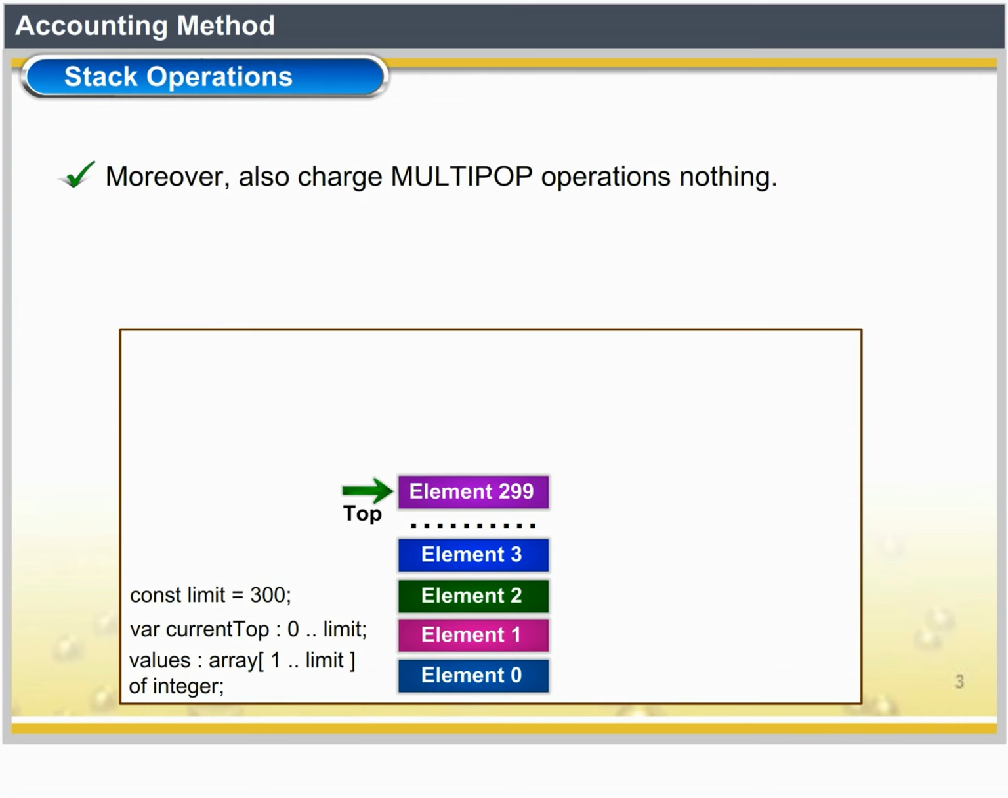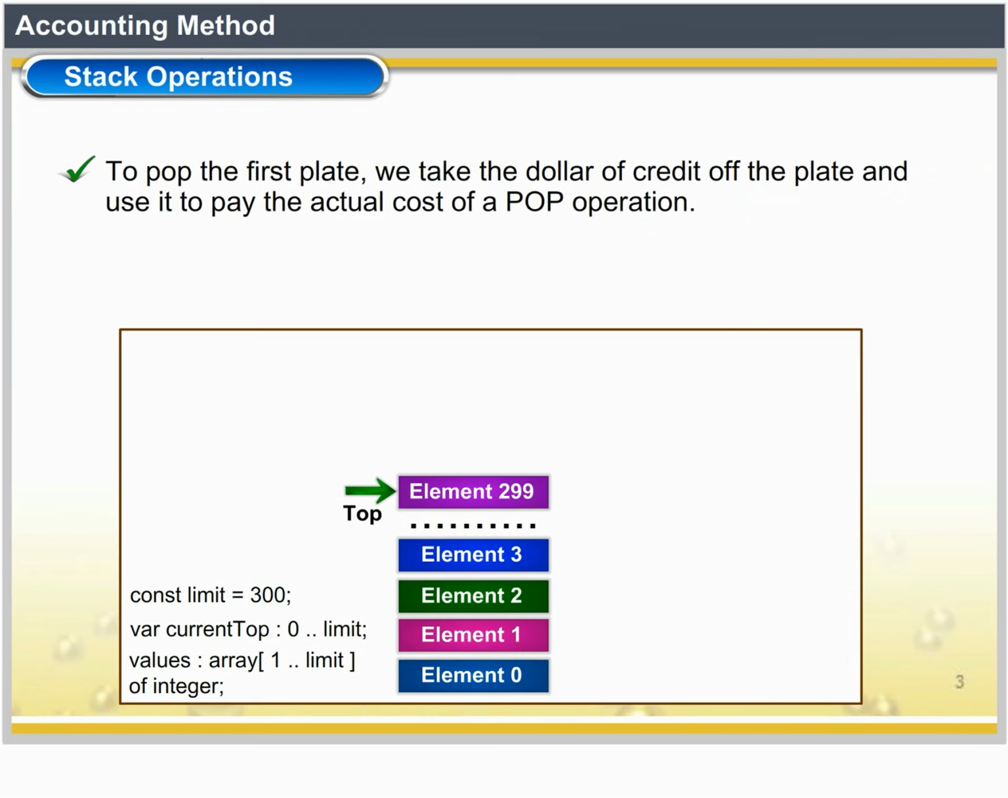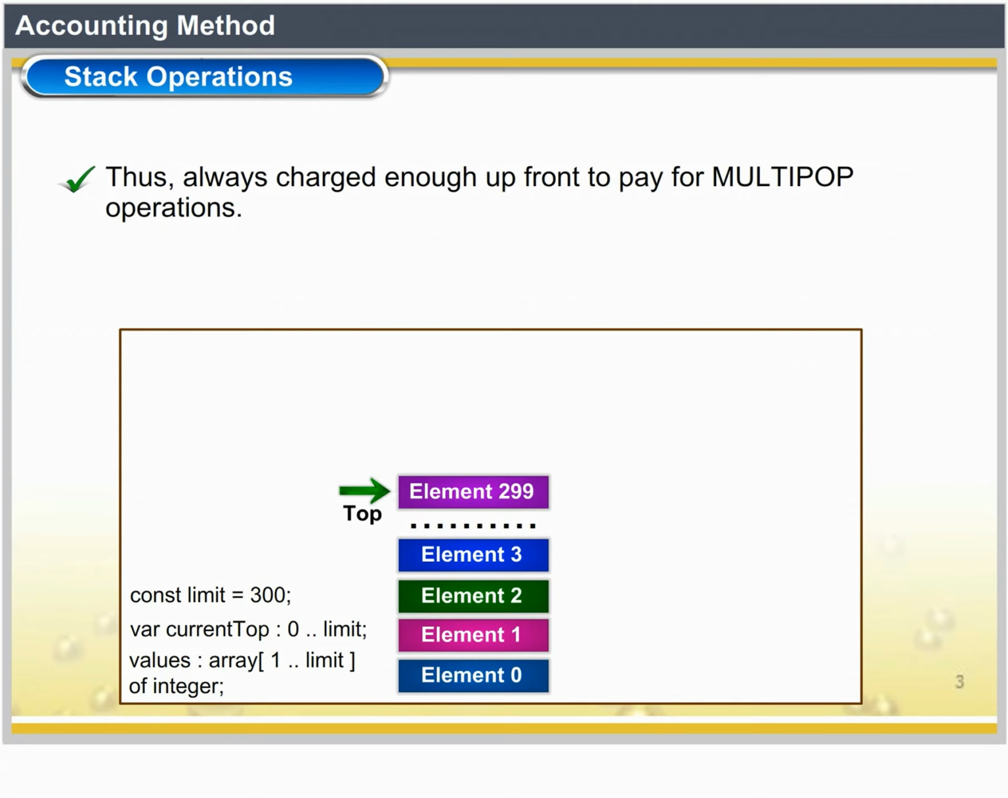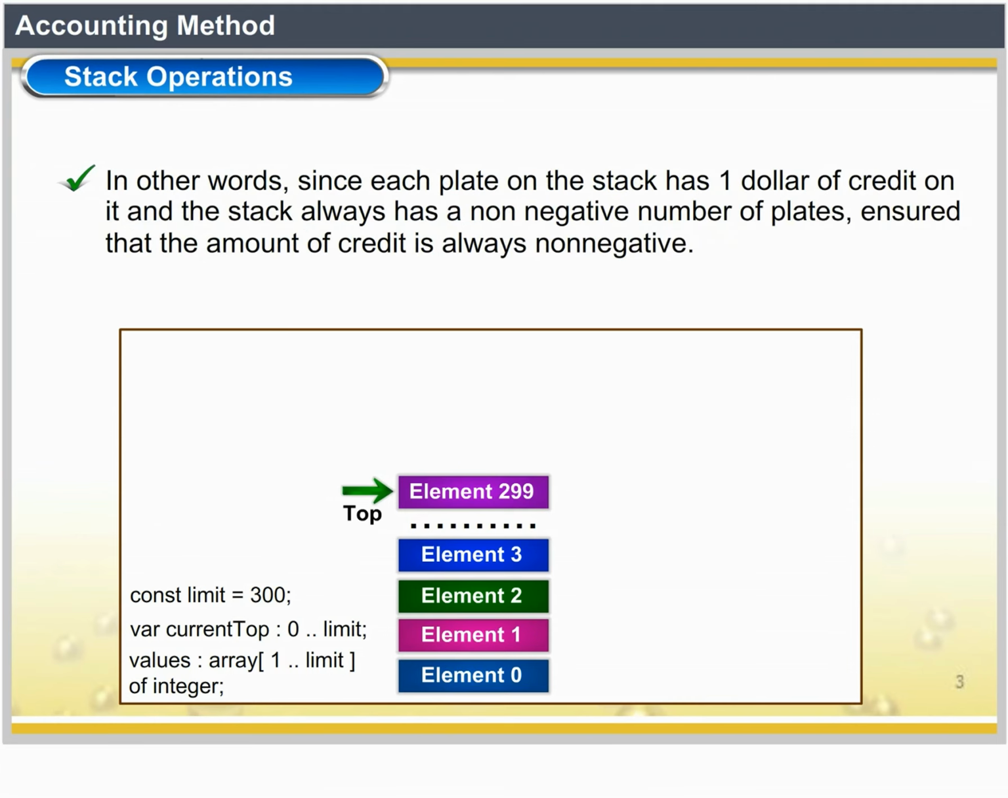To pop the first plate, we take the dollar of credit off the plate and use it to pay the actual cost of a pop operation. To pop a second plate, we again have a dollar of credit on the plate to pay for the pop operation, and so on. Thus, we always charge enough upfront to pay for multi-pop operations. In other words, since each plate on the stack has $1 of credit on it and the stack always has a non-negative number of plates, we ensured that the amount of credit is always non-negative.